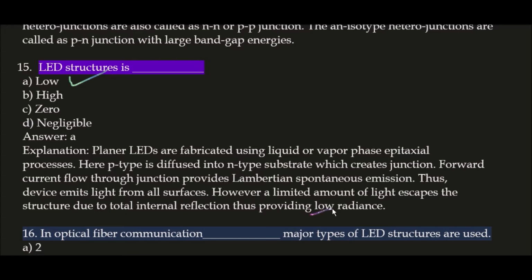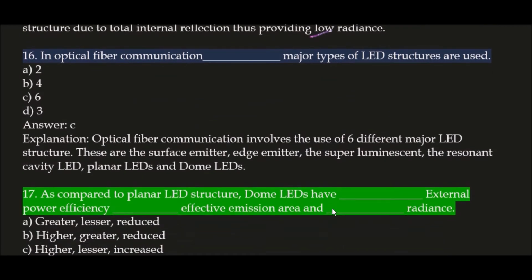Okay. Next question. In optical fiber communication, blank types of LED structures are used. Here, the correct answer is option C, 6. In optical fiber communications, 6 major types of LED structures are used. These are the surface emitter, second one edge emitter, third one the superluminescent, fourth one the resonant cavity LED, fifth one planar LEDs, and sixth and last one is dome LEDs.